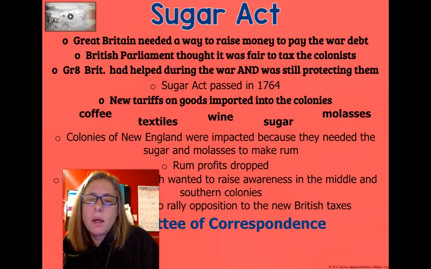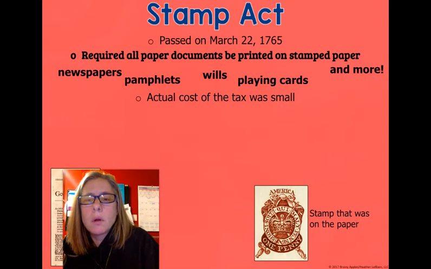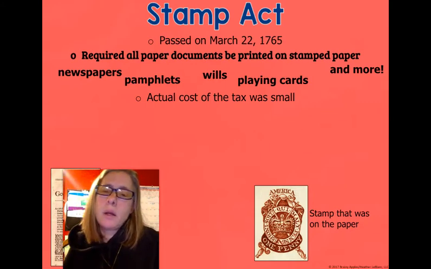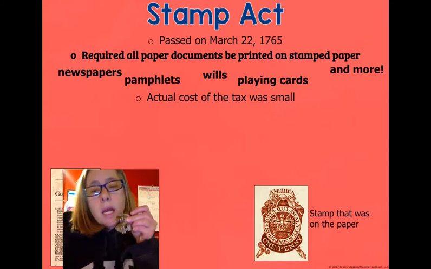I'm not gonna get into the sugar and molasses facts or the Committee of Correspondence information right now. All right, Stamp Act. Here's some key facts about it. The key thing is that it's paper documents and there was a stamp on these items and just another tax to make money.